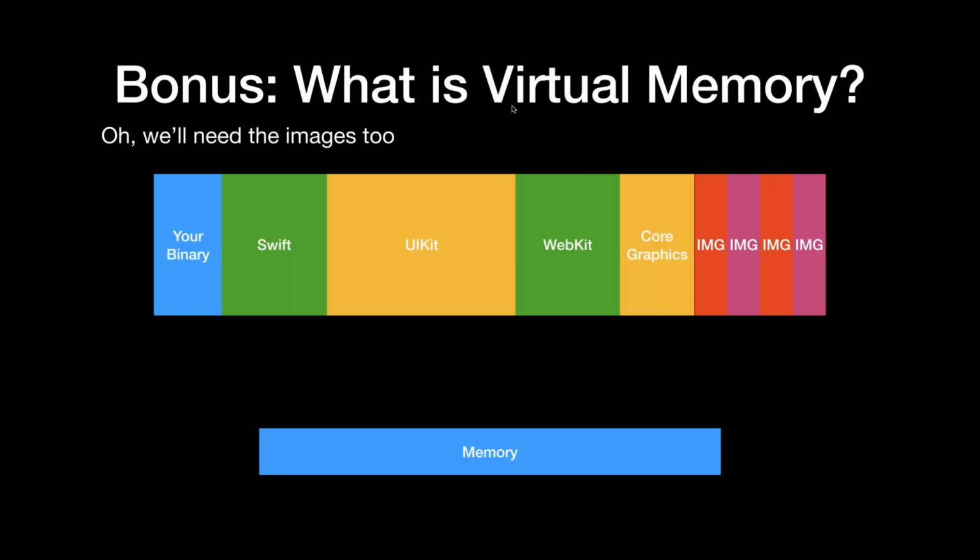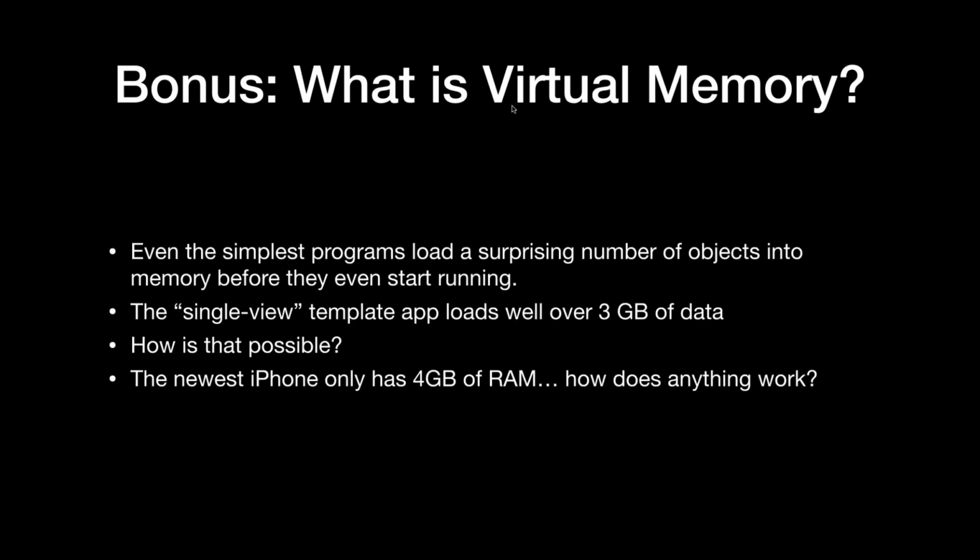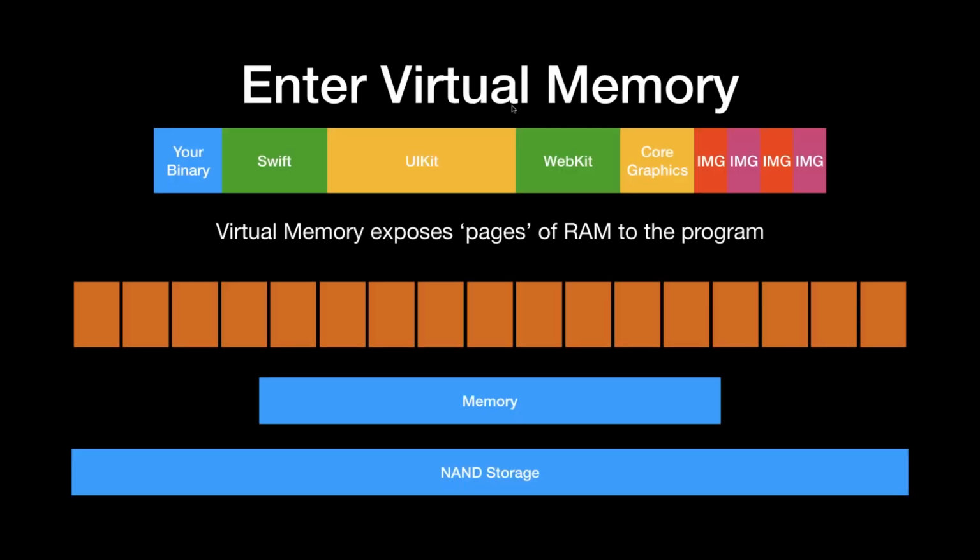I hope you can see how even the simplest program is going to load a surprising number of objects into memory. You saw that in that memory graph there. There were 40 plus modules. And in fact, a single view template app from Xcode will load over 3 gigabytes of memory when it loads, before it even starts running. Now, how is that possible? The best iPhone in the world has 4 gigabytes of RAM. How does anything work on that iPhone if programs are using 3 gigabytes of data? Well, the answer is virtual memory.